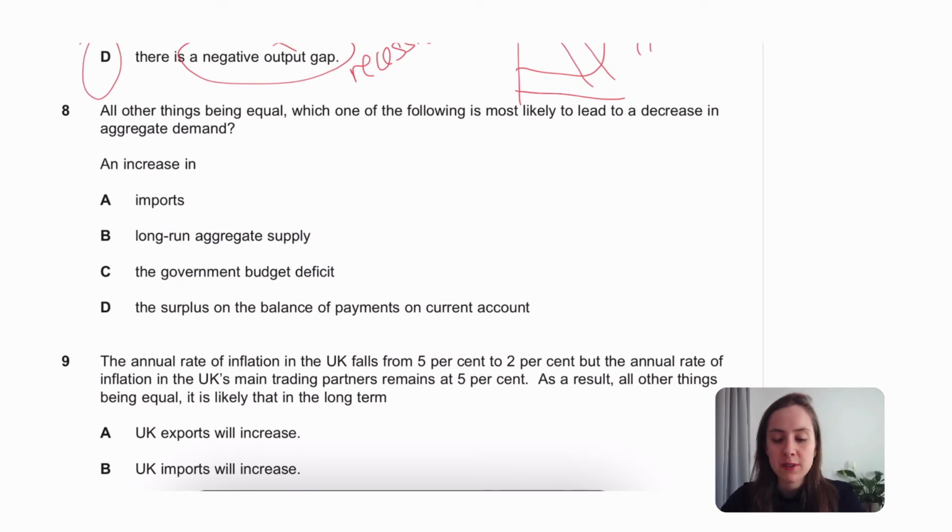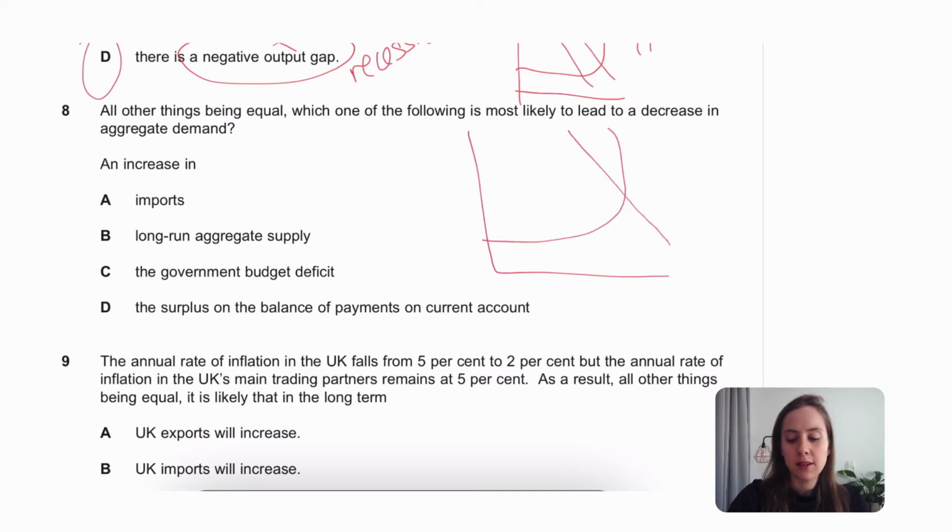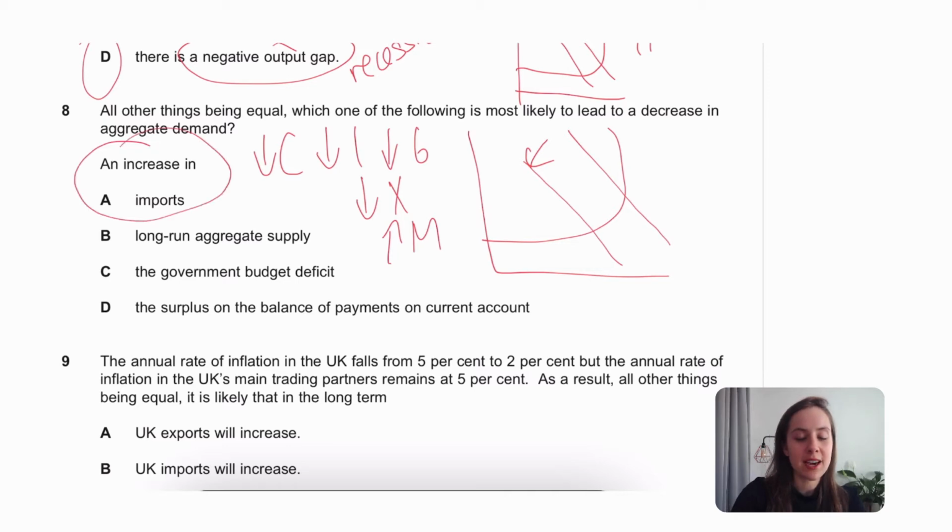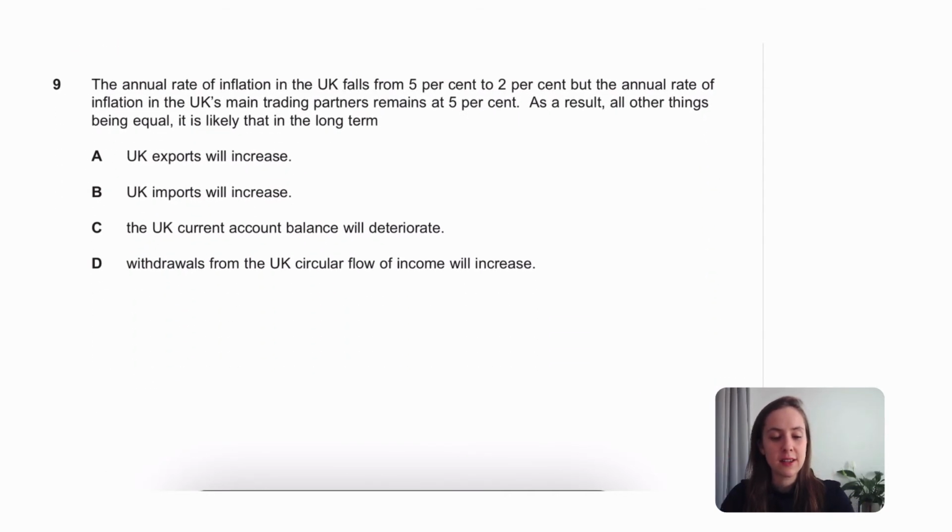Which of the following is most likely to lead to a decrease in aggregate demand? That means a shift to the left. So less C, less I, less G, less X, more M. An increase in imports. Yeah, watch out for the increase in something bad. That's the answer.